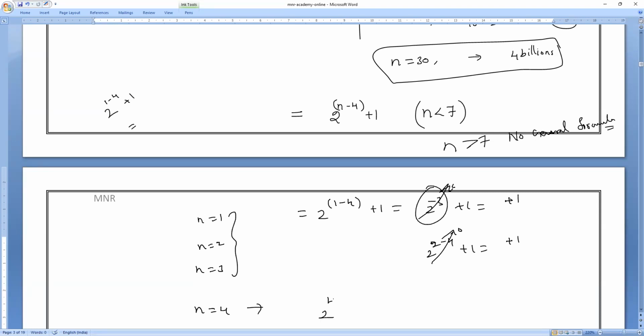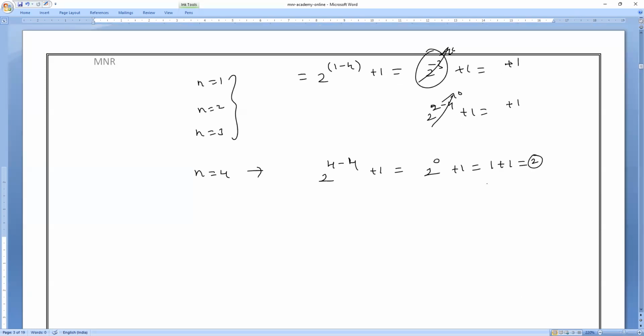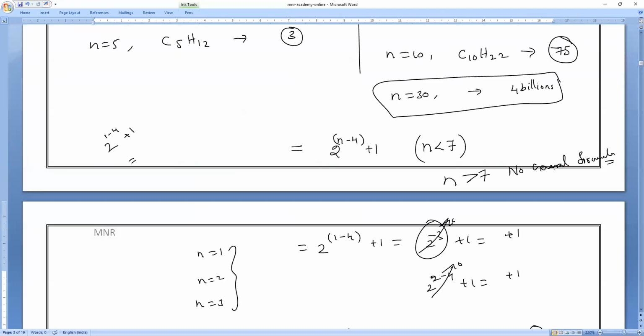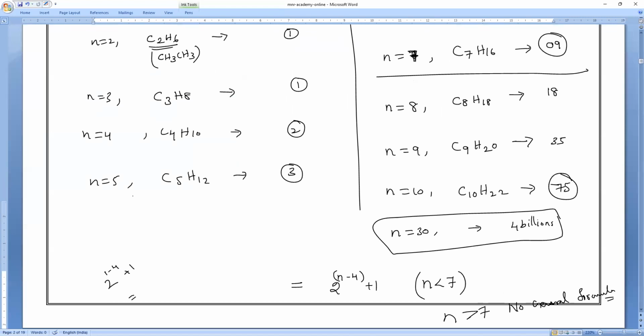Like that, n equals 4 will come. 2 power (4 minus 4) plus 1 is 2 power 0. Anything power 0 is 1, so 1 plus 1 equals 2. N equals 4, how many isomers? 2 isomers. Okay. Now n equals 5.